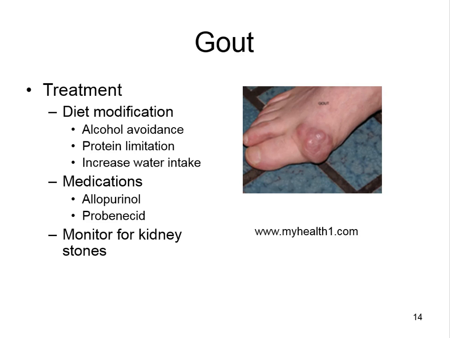Now the treatment for gout, you want to modify your diet, so you want to avoid alcohol, limit your protein intake, and increase your water intake. And that clears the uric acid by the kidneys. Medications are allopurinol and probenecid, and you want to monitor for kidney stones. The reason why you want to limit your protein intake is because proteins are broken down to purines, which are broken down into uric acid.